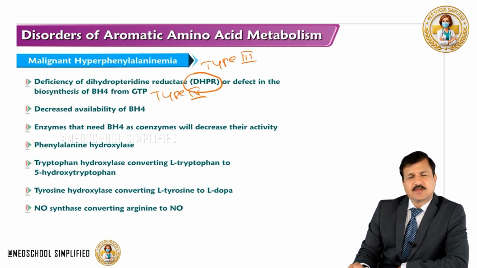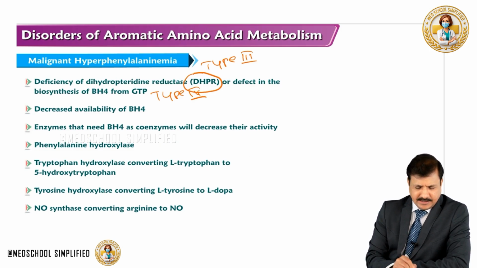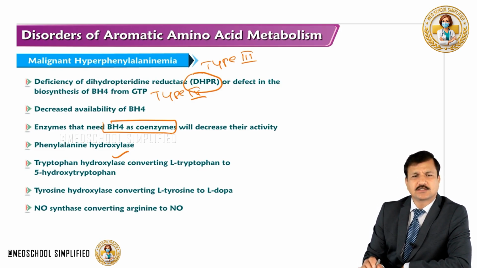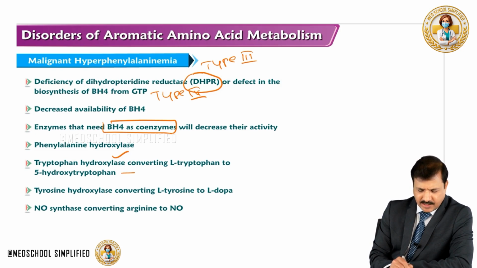That is, tetrahydrobiopterin is a coenzyme for tryptophan hydroxylase, which is converting L-tryptophan into 5-hydroxytryptophan, and eventually that 5-hydroxytryptophan becomes serotonin and melatonin.